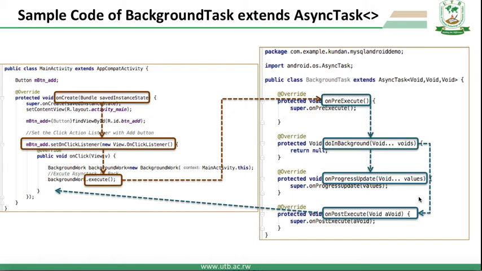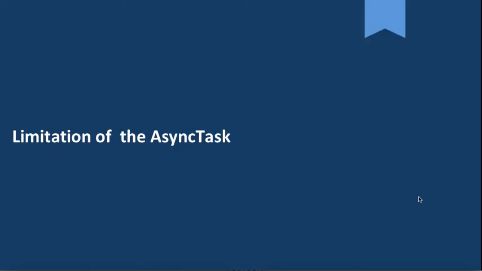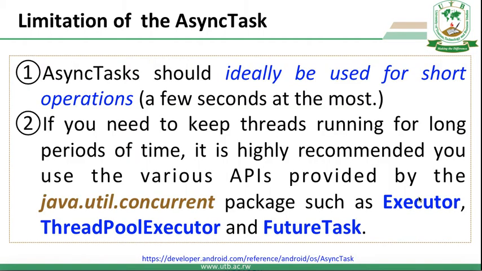So let us talk about the limitations of AsyncTask. What is the limitation of AsyncTask? As I was saying at the beginning, AsyncTask should ideally be used for short operations, meaning a few seconds, not 1 minute, not 20 seconds. Basically, most of the tasks are performed in milliseconds. So AsyncTask is very good for operations that can be performed within a few seconds. But if you need to keep threads running for long periods of time, it is highly recommended that you use the various APIs provided by the java.util.concurrent package, such as Executor, ThreadPoolExecutor, and FutureTask.